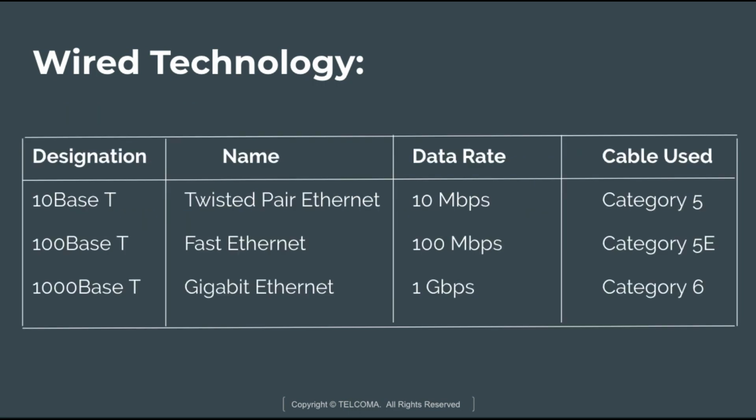The next we are going to discuss the data rate. Here the 10BASE-T cable is known as twisted pair Ethernet and it gives a speed of 10 Mbps and it is rated as category 5. And 100BASE-T is fast Ethernet and it gives a data rate up to 100 Mbps and it is categorized as category 5E. And 1000BASE-T is gigabit Ethernet and it gives a data rate up to 1 Gbps and it is categorized as category 6 cable.